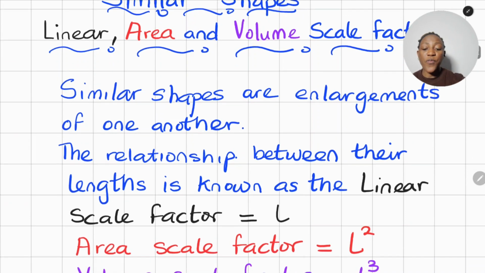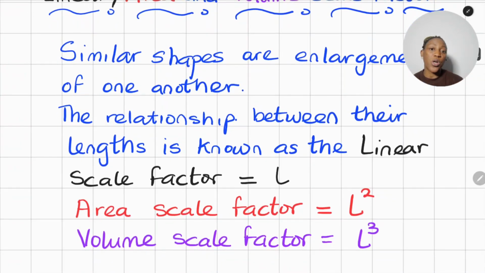Now, we're going to represent the linear scale factor with L. Our area scale factor is going to be L squared. Makes sense, right? If something is just straight, it's just L. If it is area, then it becomes L squared. And like you guessed, if it is volume, you're going to be cubing the linear scale factor.